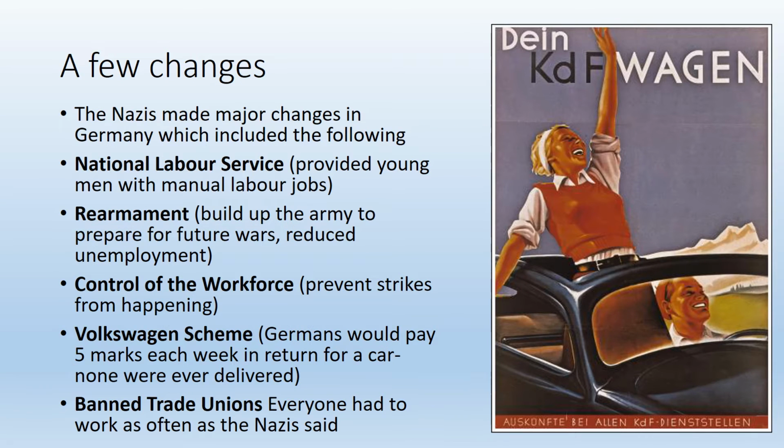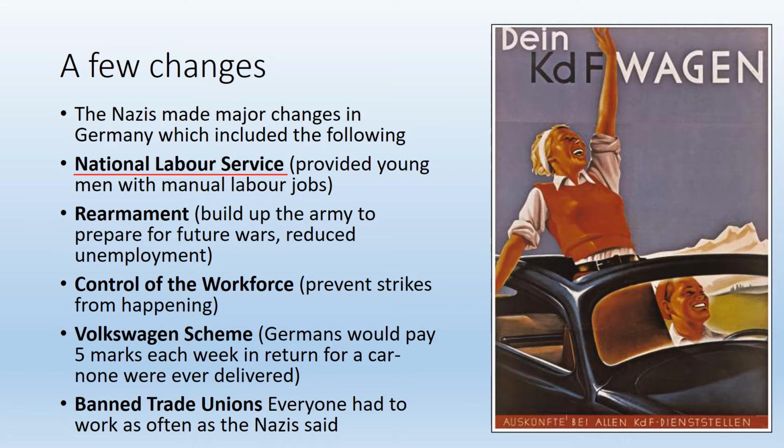There's a few more changes that are going to take place within German society, and the Nazis made these major changes to try to exact more control specifically over the workforce. Now, the first one is the National Labor Service, providing young men with manual labor jobs. Think of the AAA, think of the CCC, think of the TVA. These jobs in America during the Great Depression didn't require a whole lot of skill. They were jobs for young men to go into the wilderness, cut down some trees, dig a ditch, build a road. But it was getting people back to work and earning their own money, which was a big concern people had.